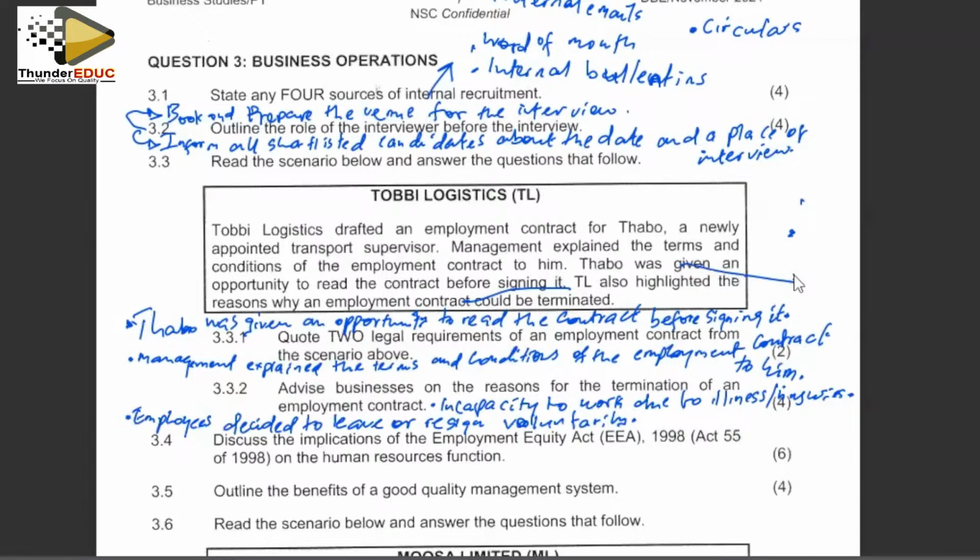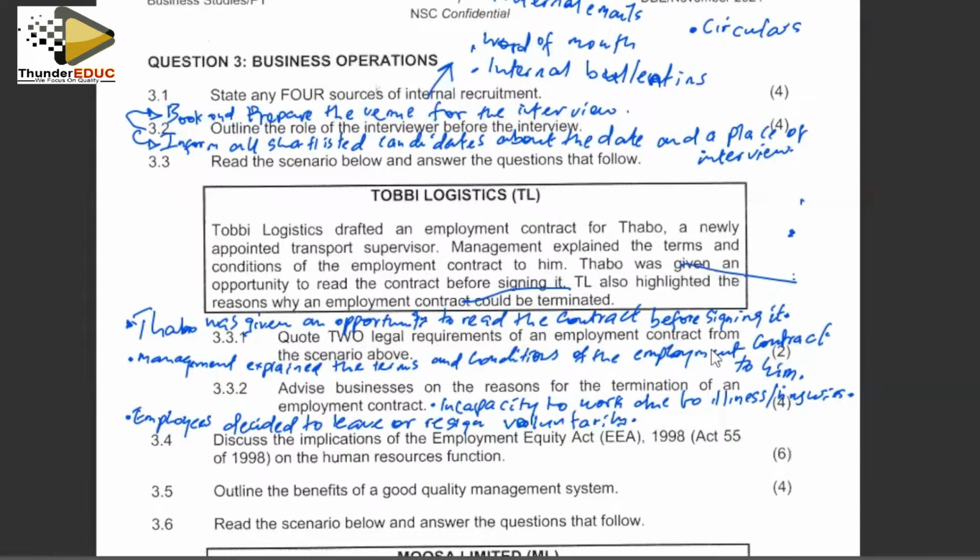So now 3.4 reads as follows. Discuss the implications of the Employment Equity Act 55 of 1998 on the human resource function. So now, equal pay for work of equal value. Equal pay for work of equal value also ensures that affirmative action promotes diversity in the workplace.